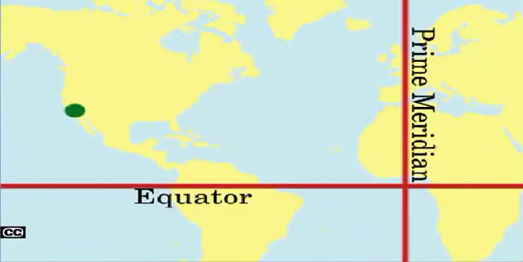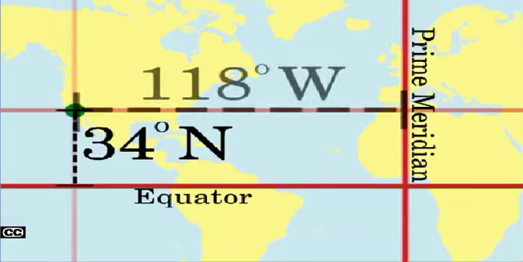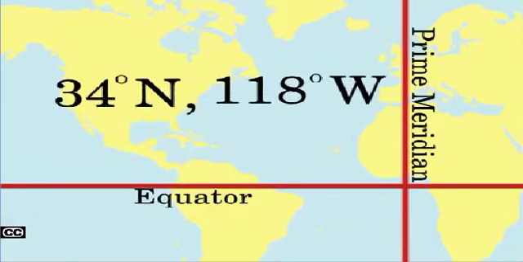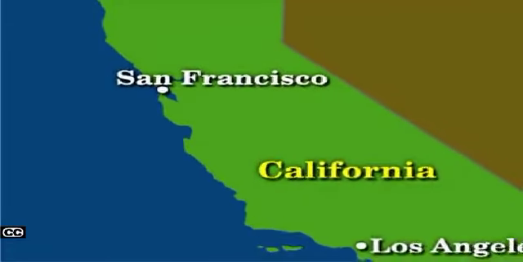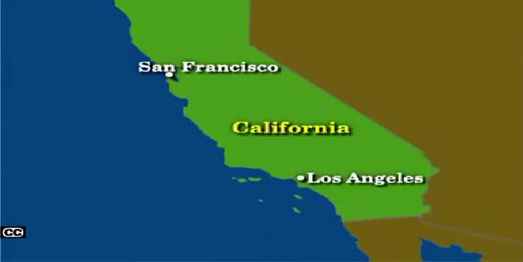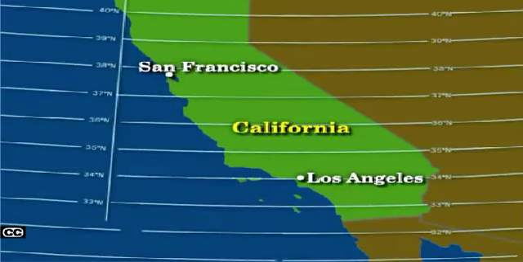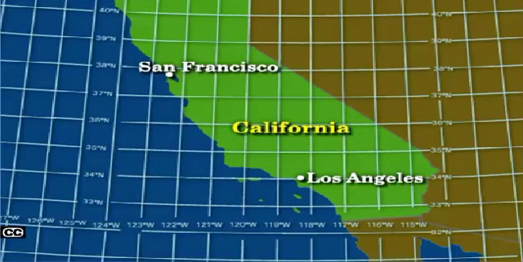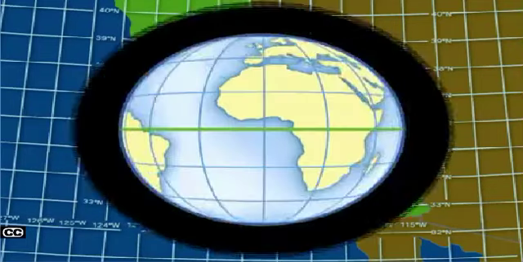So, to determine the absolute location of Los Angeles, we put latitude and longitude together and come up with 34 degrees north, 118 degrees west. Now let's find the absolute location of San Francisco. We know that it's located in Northern California and that it's northwest of Los Angeles. But we need to find its latitude and longitude in order to determine its absolute location.